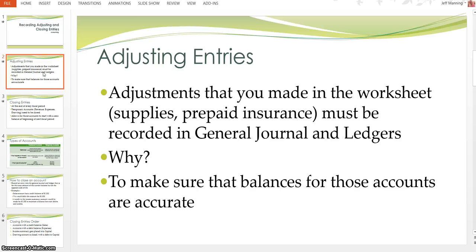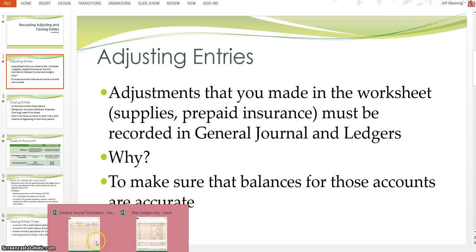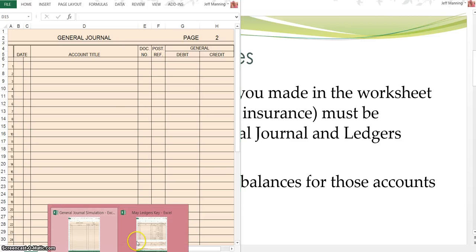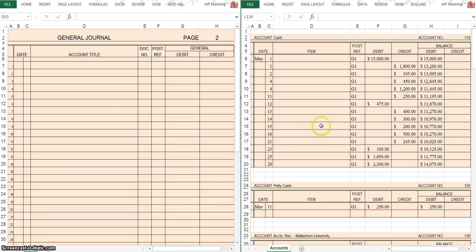So what you need to do to do adjusting entries is you're going to need to have a blank general journal, and you're also going to need to have your ledgers. I'm also going to bring up the worksheet. Now, you don't have to have the worksheet in front of you right now, but I'm going to use it just to show you what adjustments we're going to work with.